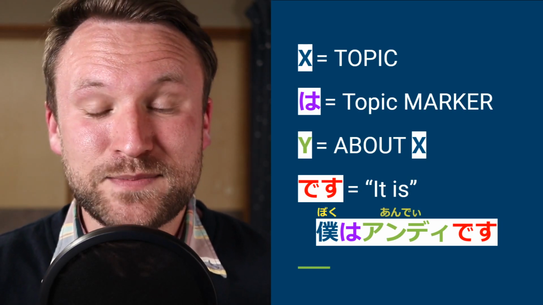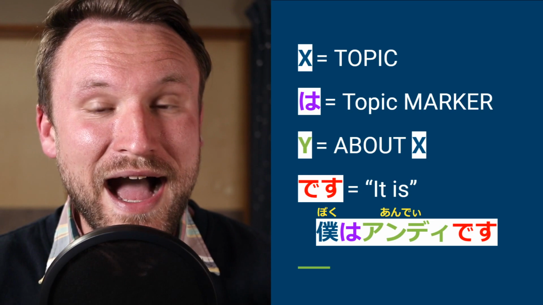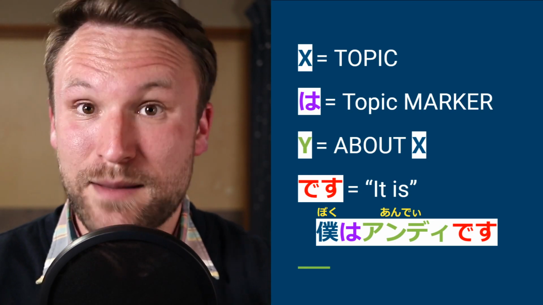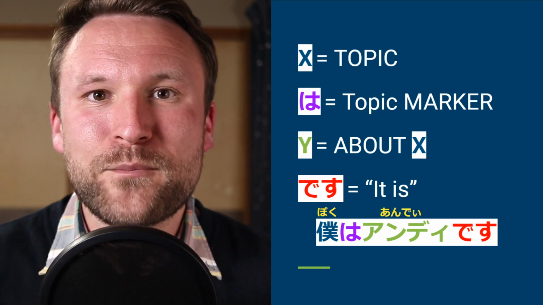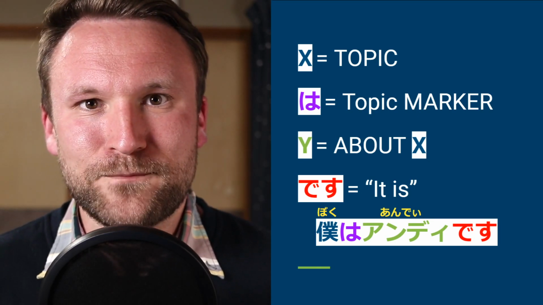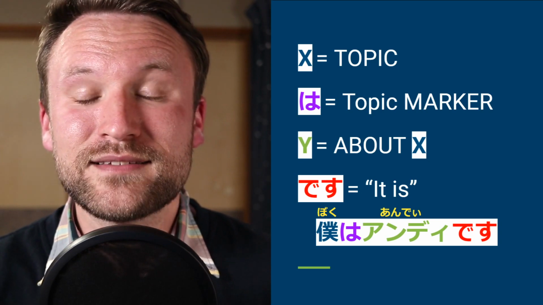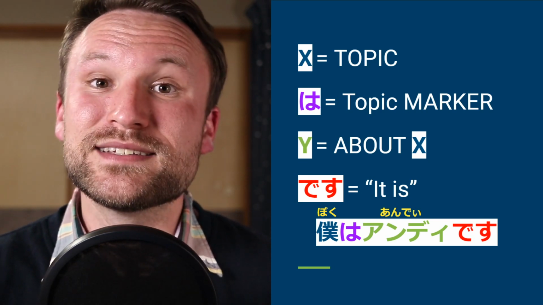So in the example sentence before, we had boku wa Andy desu. Boku is the topic. Wa marks boku. Andy is something about boku. It's about me, so obviously it's my name, Andy. And desu, it is. My name is Andy.